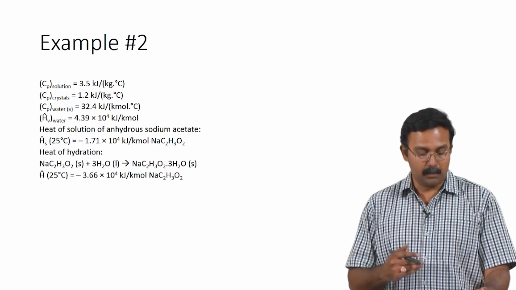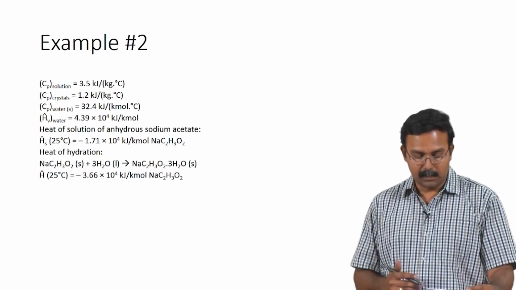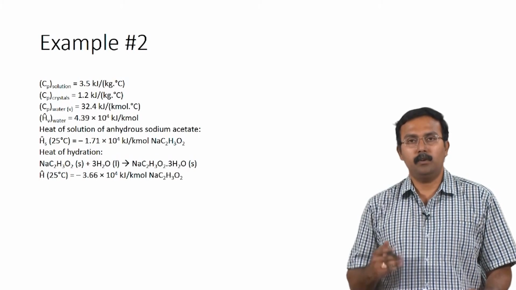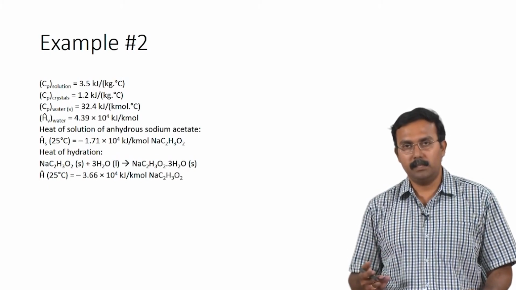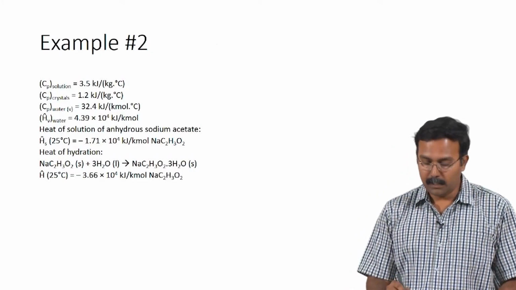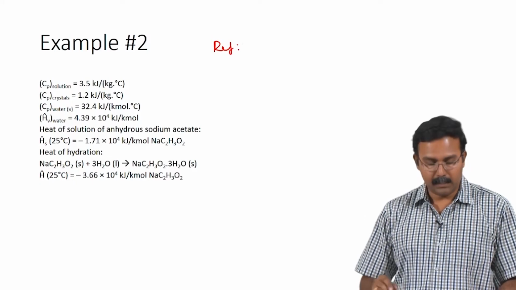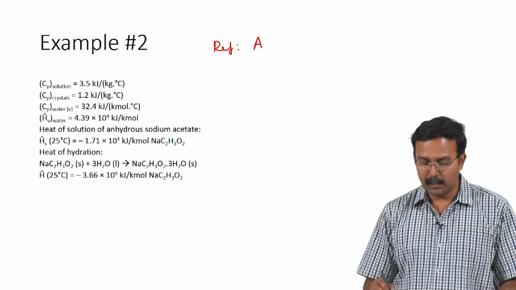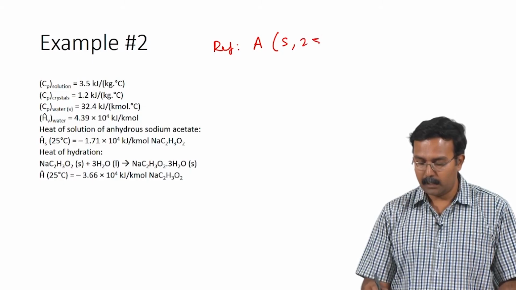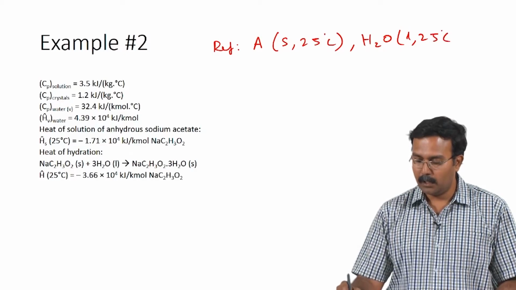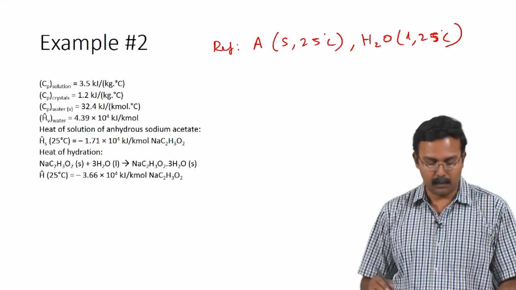The third part, where we are doing the energy balances, will be starting here. For the third part, we have been asked to calculate the amount of heat that needs to be supplied or removed from the system. So, how would we go about doing this? The first thing is to identify the reference states. The reference states for the two different chemical entities which are present, sodium acetate and water: sodium acetate solid at 25 degrees Celsius and water liquid at 25 degrees Celsius can be used as the reference states for our calculations.